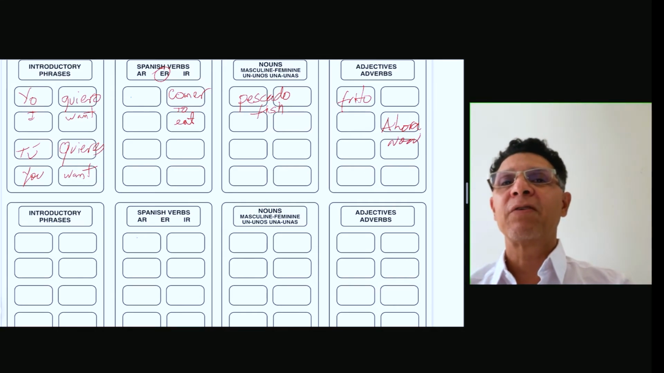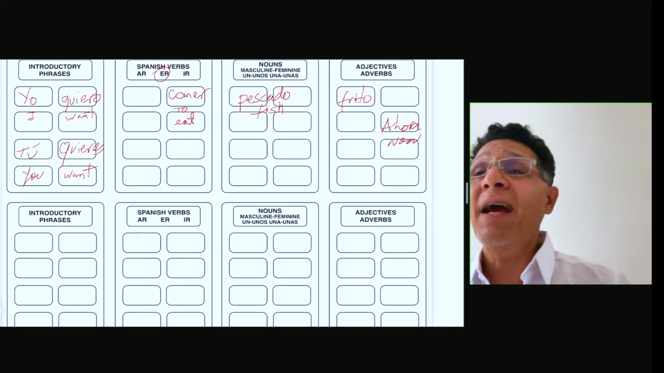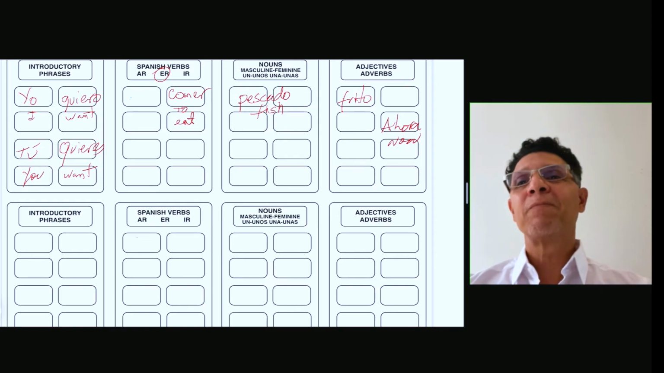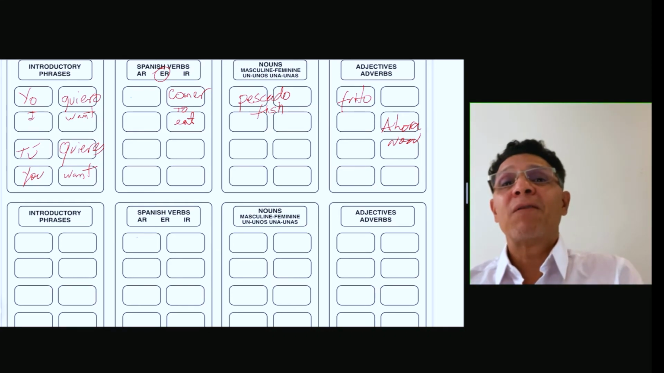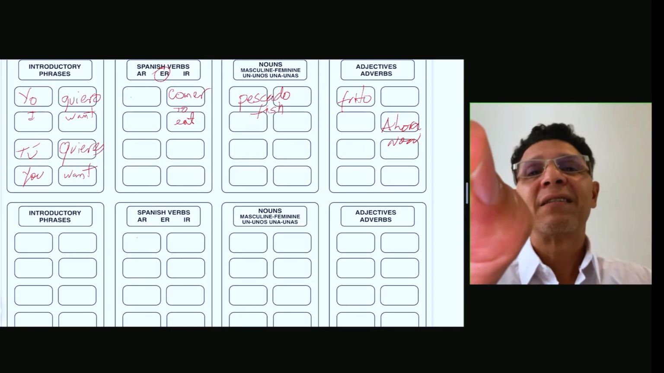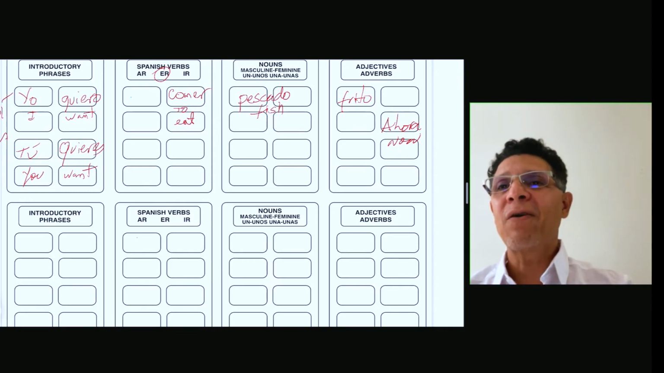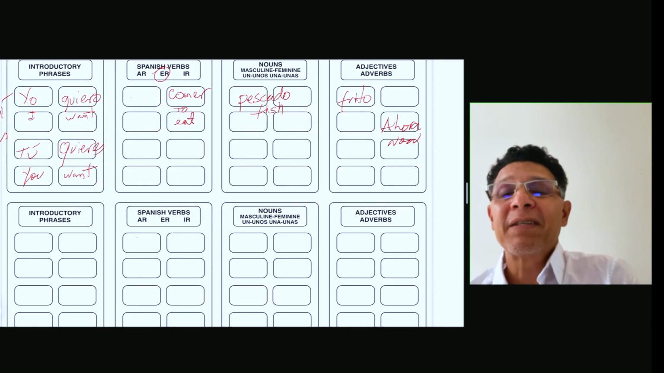Okay, so that's how you build your phrase. And then maybe you can ask somebody, hey, do you want to eat fish? ¿Tú quieres comer pescado ahora? And I would respond, sí, yes. Sí is yes. Yo quiero comer pescado ahora. Yo quiero comer pescado frito ahora.